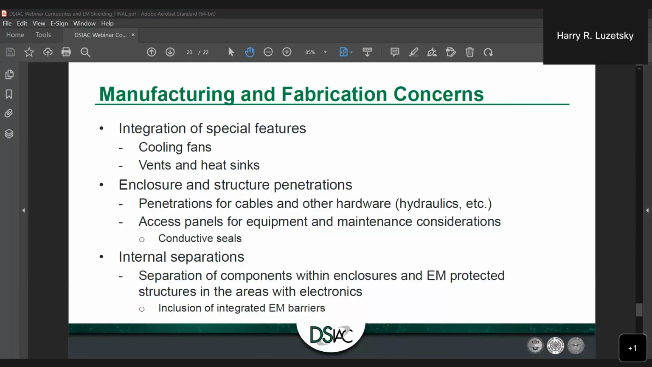The same thing applies for enclosures and structural penetrations, such as cables, other hardware, access panels. These are largely handled with conductive seals. And then finally, internal separations. And that's when you actually have your enclosure. How do you actually separate the electronics from one another within the enclosure, such as integrated electromagnetic barriers.